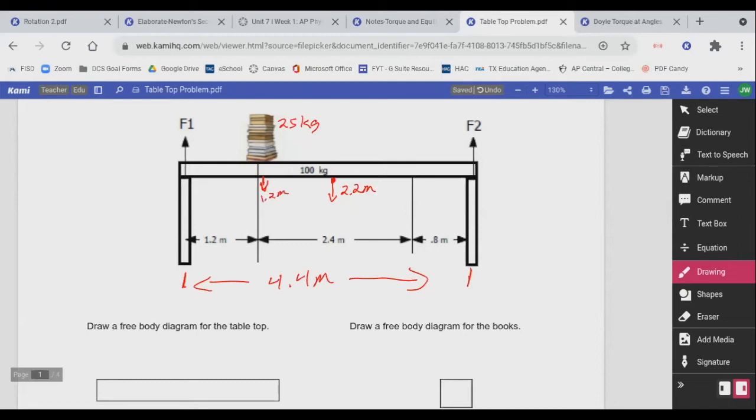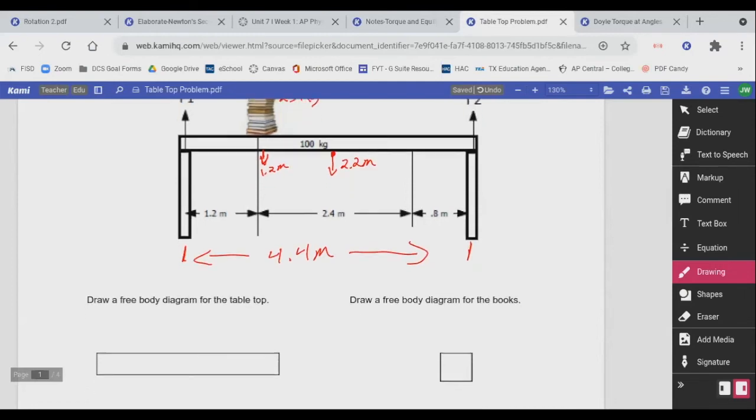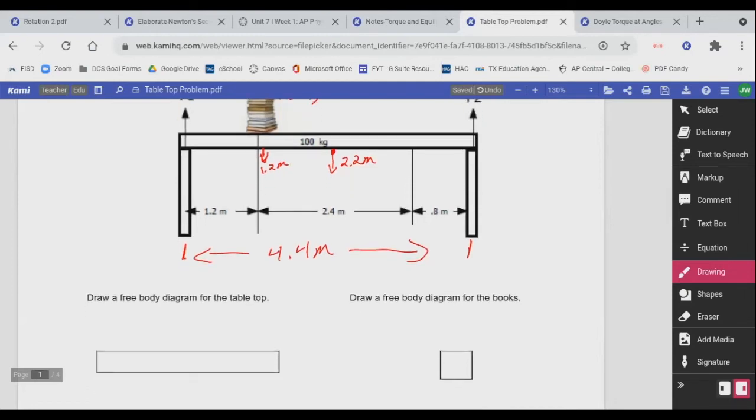Okay. I'm doing this for myself kind of, but it helps me see things when I'm going back to answer questions. That's all. All right. So let's take a look at this. Draw a free body diagram for the tabletop.